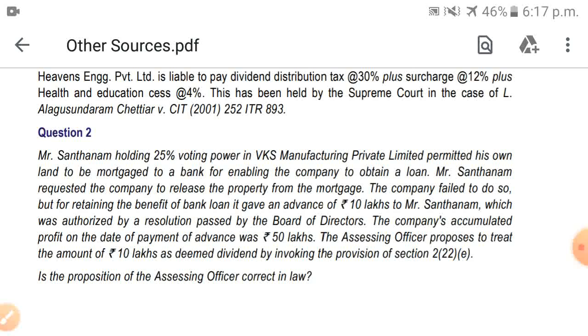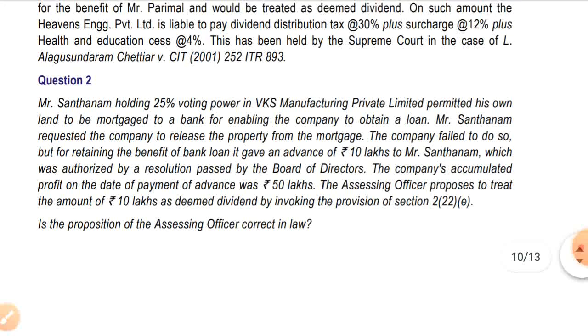And at that time, when the advance was given to Mr. Santhanam, the accumulated profit of the company was 50 lakhs. So the assessing officer is applying the deemed dividend section 222E, but I don't think it will be applicable. Deemed dividend won't be applicable because it's not directly related to the business. The company has been given a benefit by the shareholder holding 25% voting power. For retaining that benefit, the company is giving advance, so it won't be deemed dividend under section 222E.